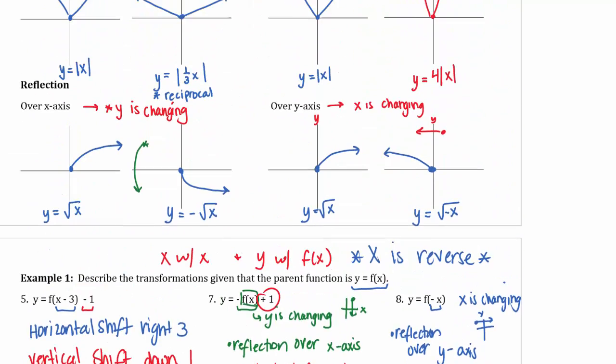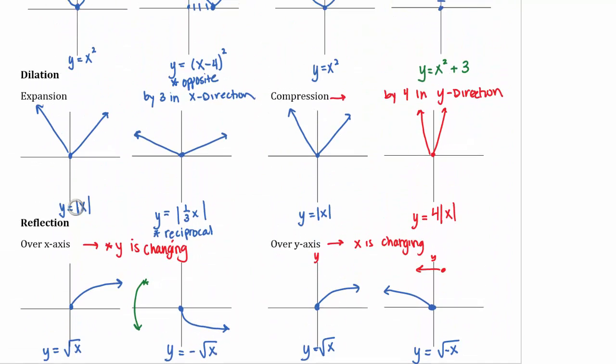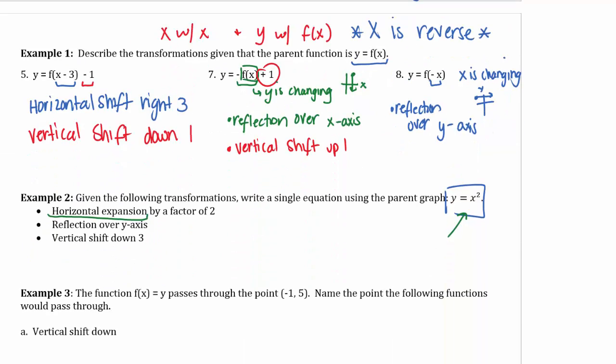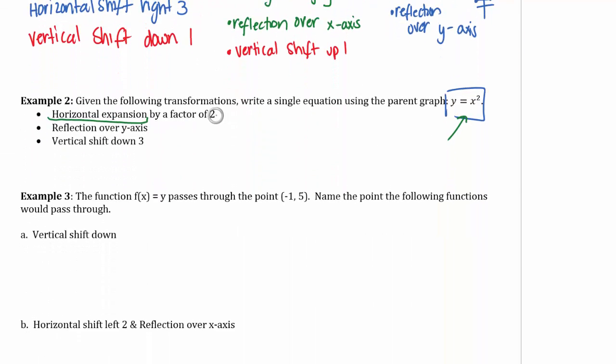So if we look on the other side, horizontal expansion, we multiplied x by the reciprocal. Remember, x is always reverse. So that horizontal expansion is going to be 1/2 x squared because I have to multiply x, because it's horizontal expansion and it's always the reciprocal or reverse. So that's one big thing to remember.